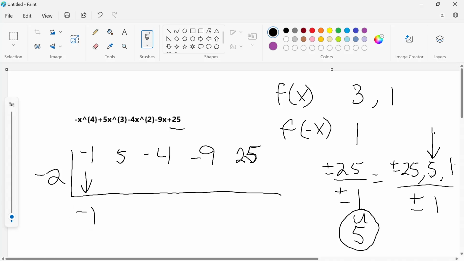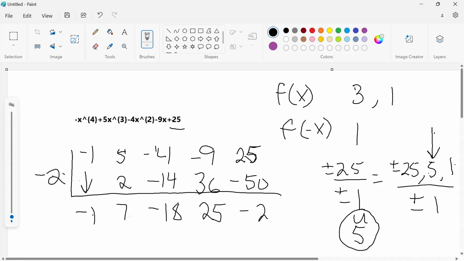So this is -1. -2 times -1 is 2. 5 plus 2 is 7. -2 times 7 is -14. Minus 4 is -18. -2 times -18 is +36. Minus 9 is +27. -2 times 27 is -54. Plus 25 is -29. And I've got negative, positive, negative, positive, negative. They alternate each time. Therefore, the lower bound is -2.